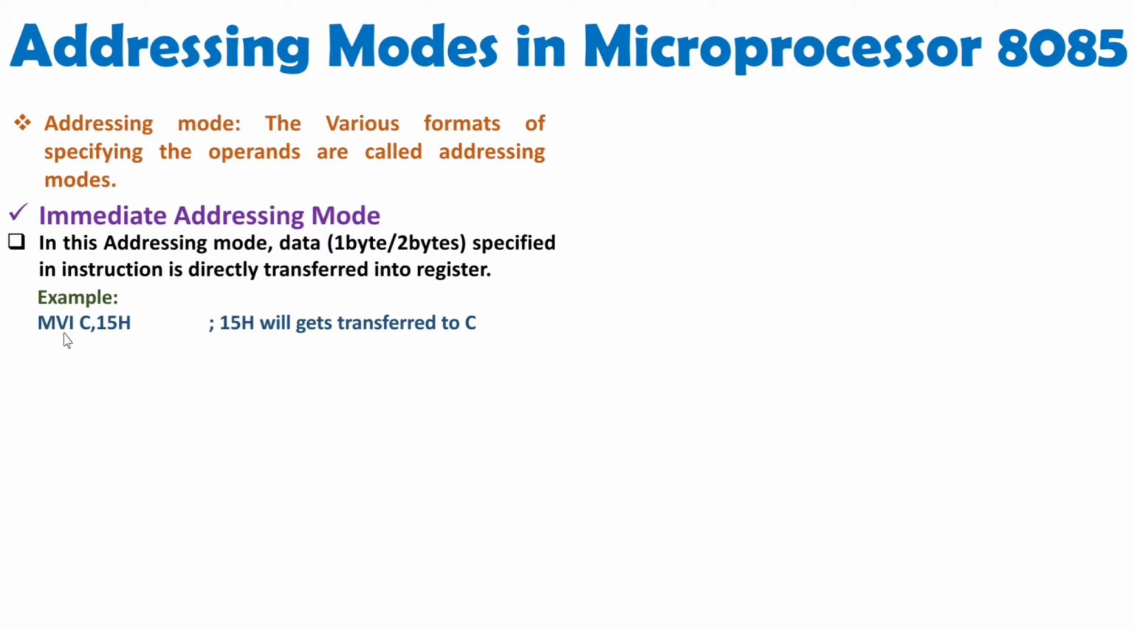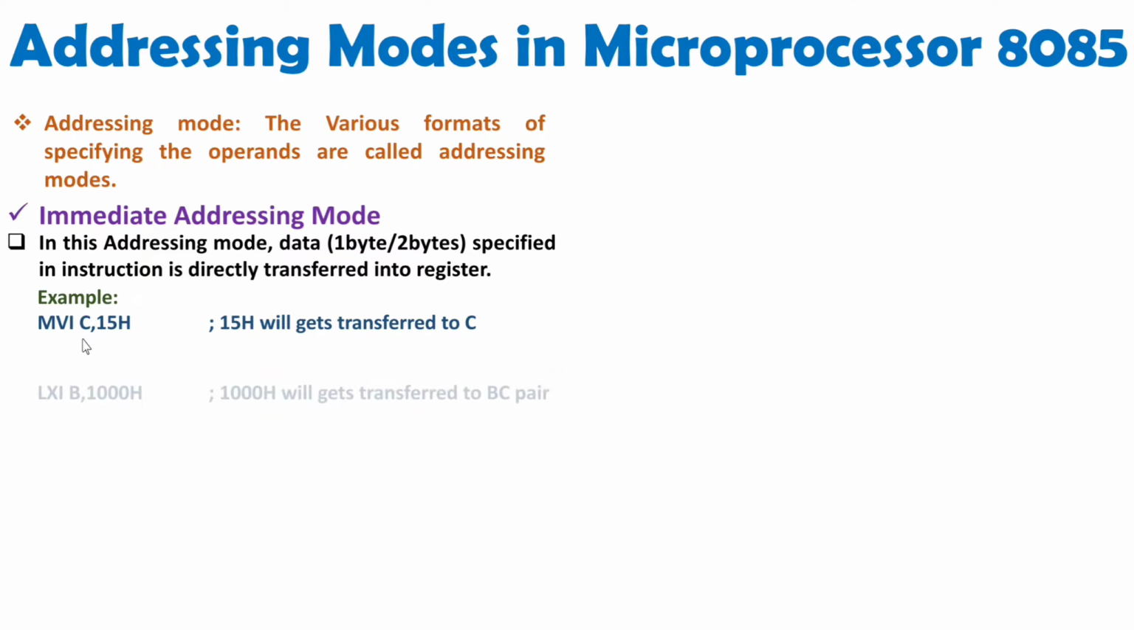Suppose I write MVI C, 15 hex. What we do is transfer this 15 hex data into register C. So here the operand, the data, is specified in the instruction and we directly copy it into the register.